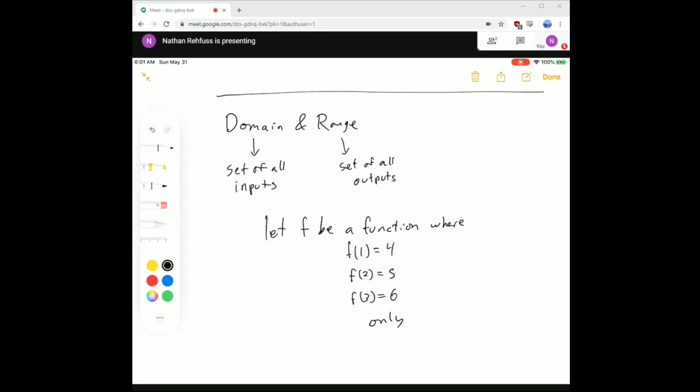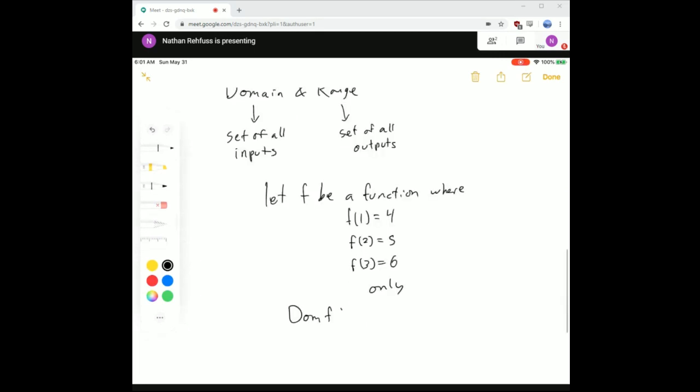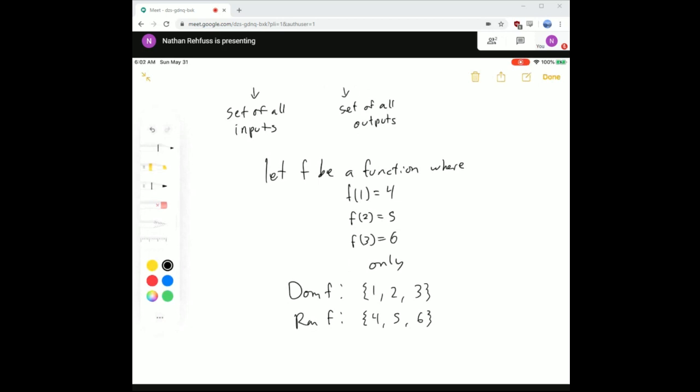Then I could write that the domain of f is the set of numbers 1, 2, and 3. And the range of f is the numbers 4, 5, and 6. Okay? So the domain is all the inputs we can have. The range is all the outputs we can have.